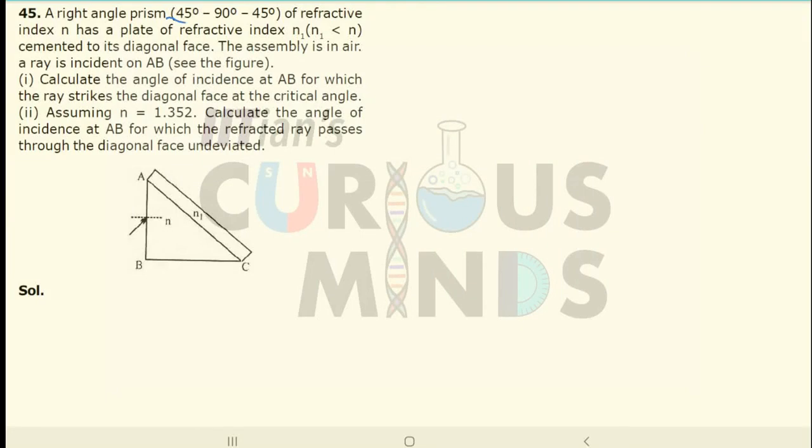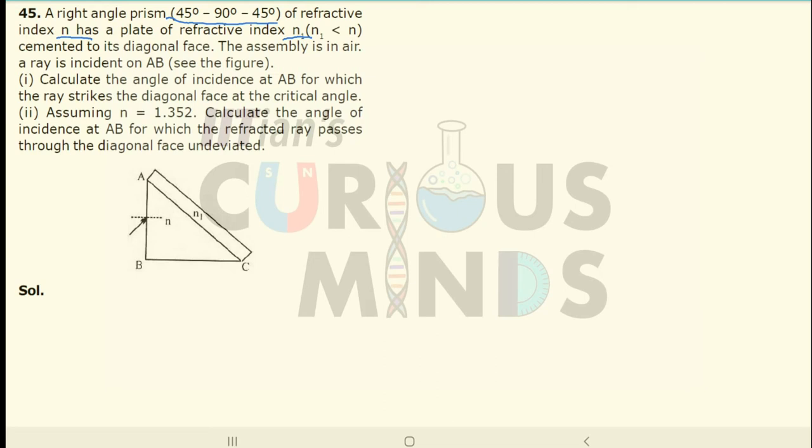A right angle prism 45-90-45 of refractive index n has a plate of refractive index n1 kept on the top, such that n1 is less than n, cemented on its diagonal face. The assembly is in the air. A ray is incident on the face AB.